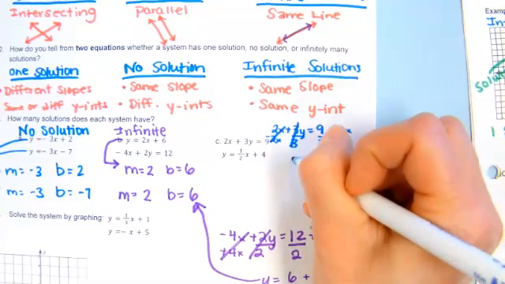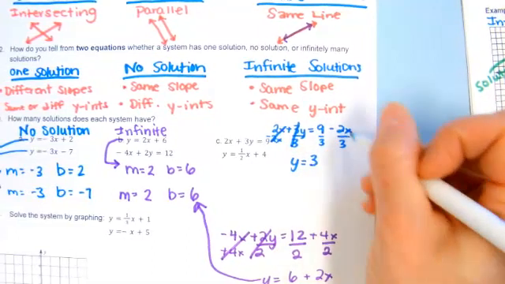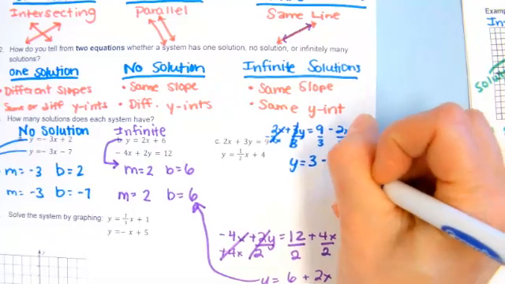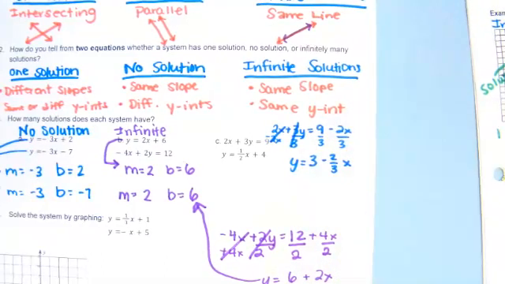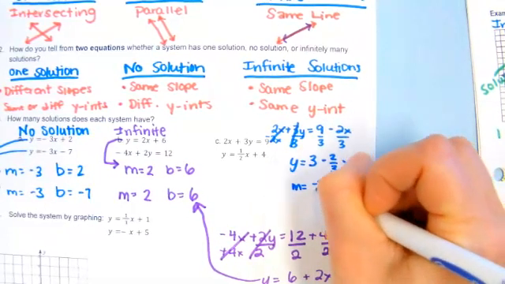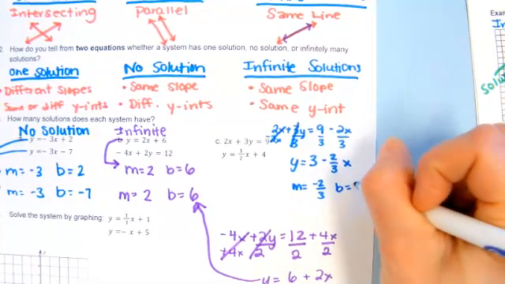So I rewrite it as y equals, well, 9 divided by 3 is 3. And negative 2 does not divide 3 nicely. So I'm going to leave it negative 2 over 3, and then x. Okay, so let's find m and b here. m is negative 2 over 3. That's the one next to the x. And my b this time is 3.